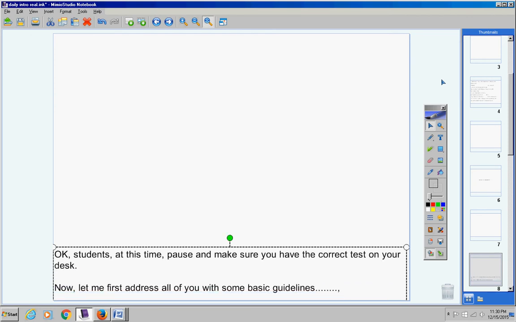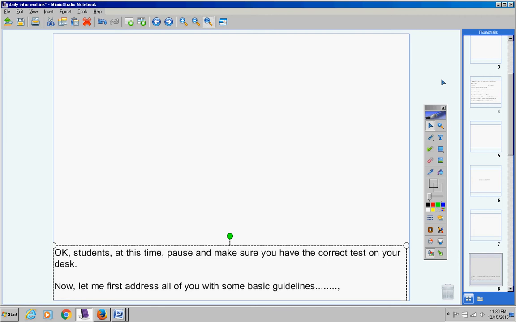Now let me first address all of you with some basic guidelines. First of all, if you cannot finish this test tomorrow or Friday, you must finish it today, period. So you're going to have to learn to work quickly, not hurriedly, but quickly, and to know what you're doing and do a good job. Secondly, make sure you're neat with your work. If you're going to show any work, show it very neatly so I can check it, okay?